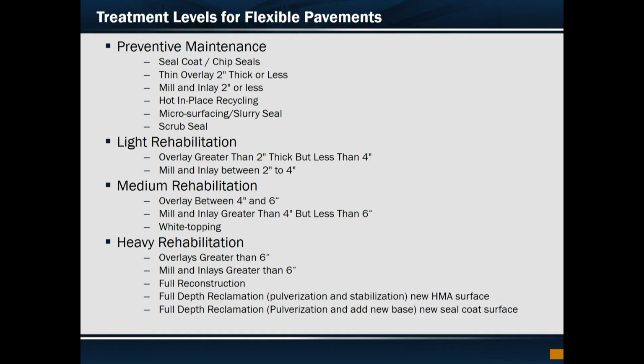You can see for preventive maintenance, we have a seal coat, thin overlay 2 inches thick or less, mill and inlay 2 inches or less, and hot in-place recycling, micro surfacing. And for light rehab, we have overlay between 2 and 4 inches, mill and inlay 2 to 6. So medium rehab, and we do have similar definitions for the heavy rehab. This is consistent for all 25 districts. They get the same definition. There's no guesswork regarding which one belongs to what.